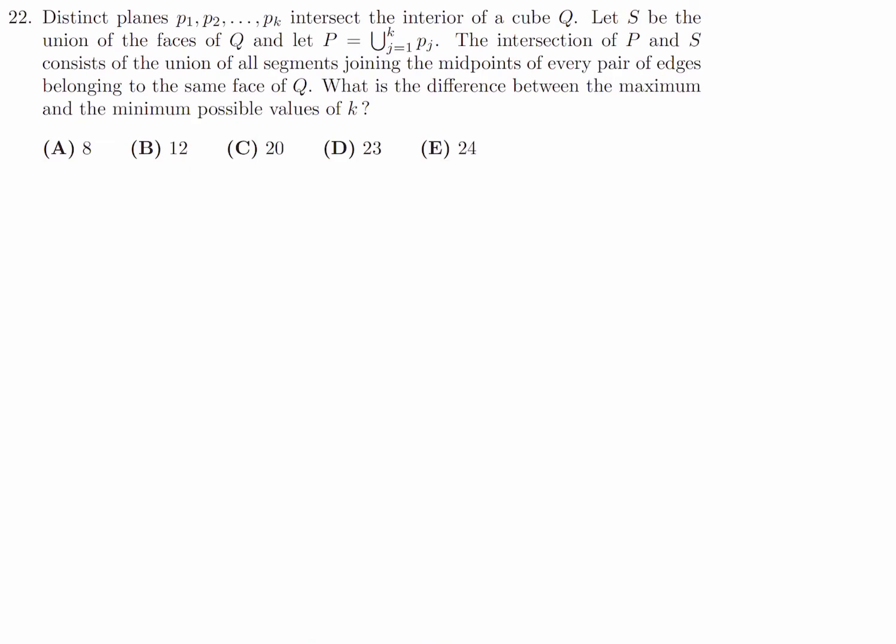Distinct planes P1, P2, until Pk intersect the interior of a cube Q. Let S be the union of the faces of Q, and let P equal the union from j equals 1 to k of Pj. The intersection of P and S consists of the union of all segments joining the midpoints of every pair of edges belonging to the same face of Q. What is the difference between the maximum and minimum possible values of k?